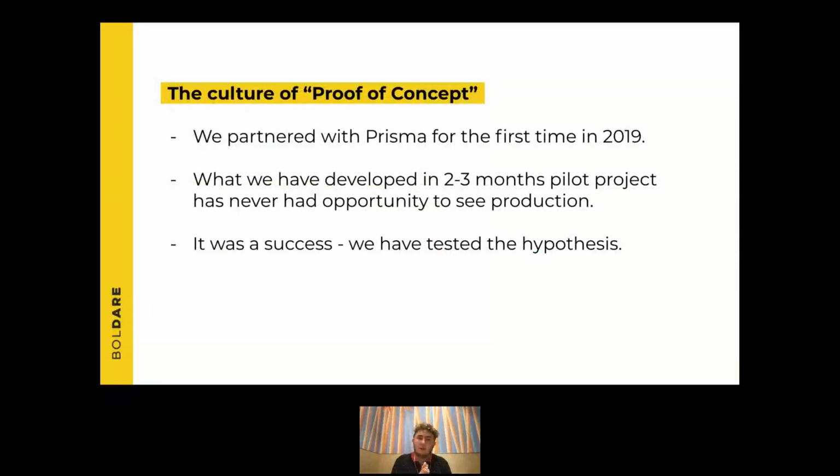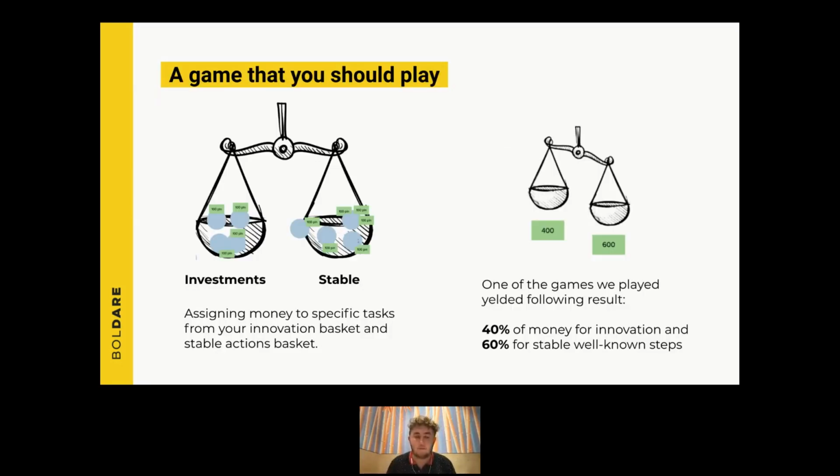So we got this concept of proof of concepts. We worked with Prisma for the first time in 2019. We developed a 2 to 3 months pilot project, and then eventually learned a lesson. It was never seen in production, but we still considered it a success. How can it be? We validated the hypothesis, and by validating it, we learned it's not the right way. That's also fine. You invest money to get more knowledge. That's what you usually do, right? So it's nothing new. But let me show you a game that you should play.